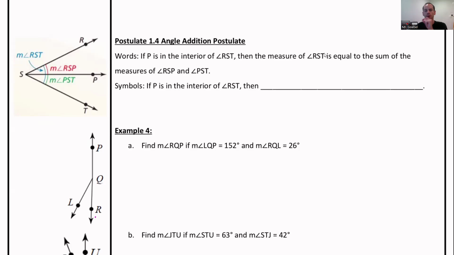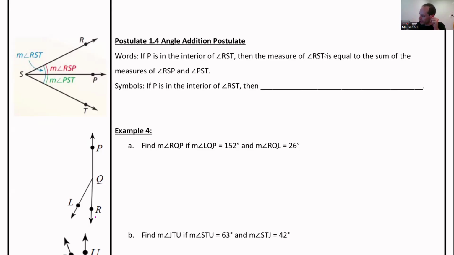The angle addition postulate. Sounds fancy, but here's the gist of it. If you have two small angles that are right next to each other, we can add them together to get a bigger angle. Two small angles together makes a big angle.